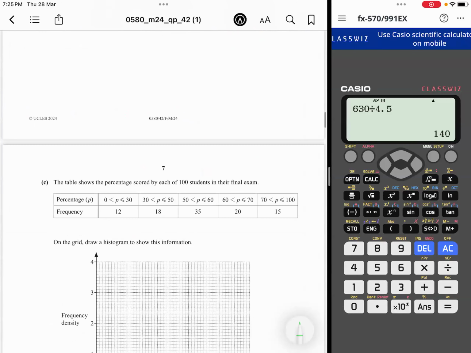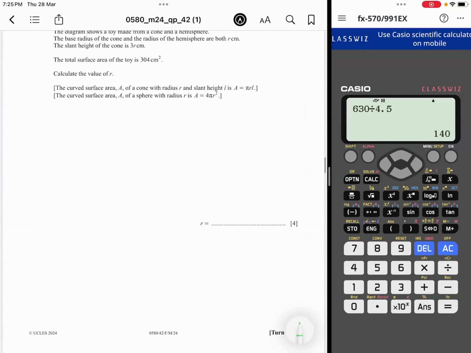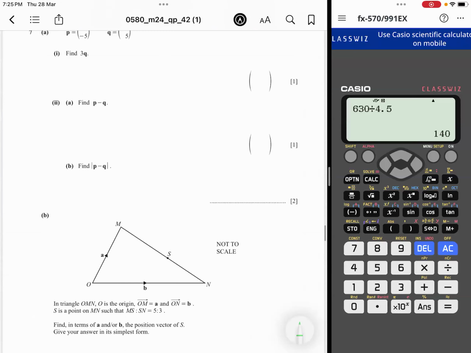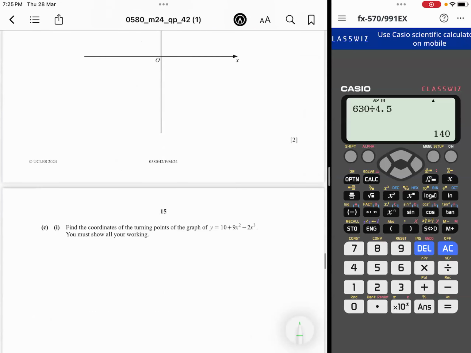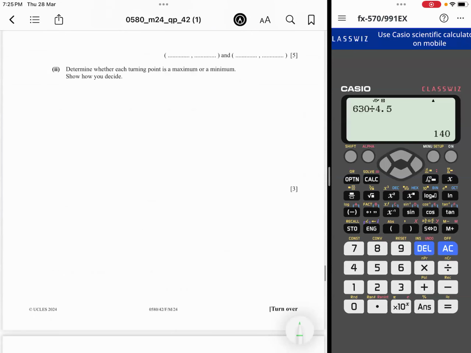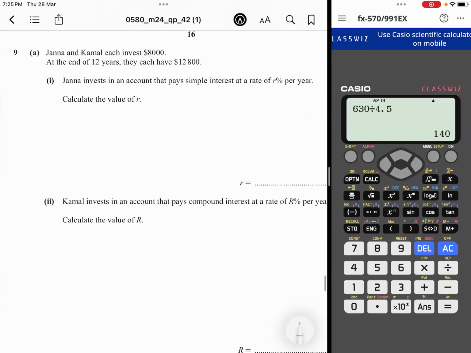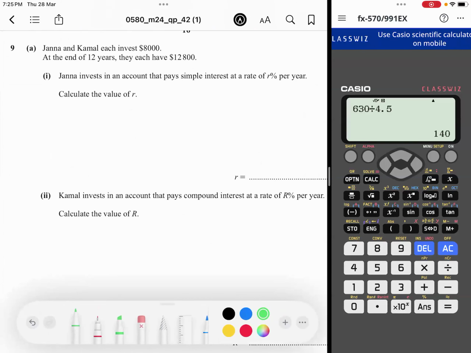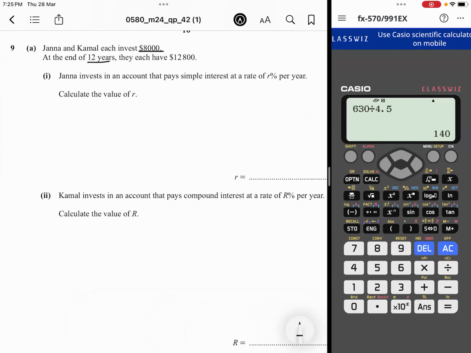We saw one more question on everyday maths in this paper, and I repeat, it's a February March 2024 paper. So now they say, look at this. Jana and Kamal each invest $8,000. At the end of 12 years, they each have 12,800 in the account. Jana invests in an account that pays simple interest at the rate of R% per year. Calculate the value of R.